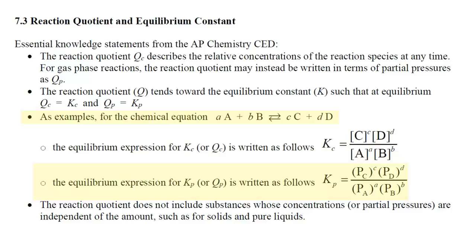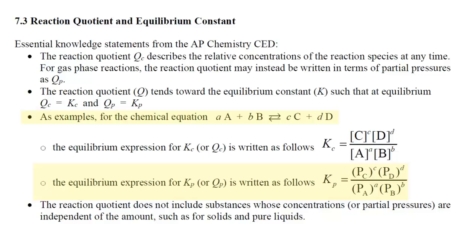of each substance. Now, moving on to partial pressures, the equilibrium expression for Kp or Qp is written as follows. We still have a ratio of products over reactants, but now we are not using hard brackets. Instead, you can see a capital letter P, which represents the partial pressure of each substance. So what I see here in that expression is the partial pressure of substance C, again raised to the power of its coefficient from the equation, times the partial pressure of substance D, again raised to the power of its coefficient from the chemical equation, and in the denominator we have the partial pressure of substance A raised to the power of its coefficient times the partial pressure of substance B raised to the power of its coefficient.